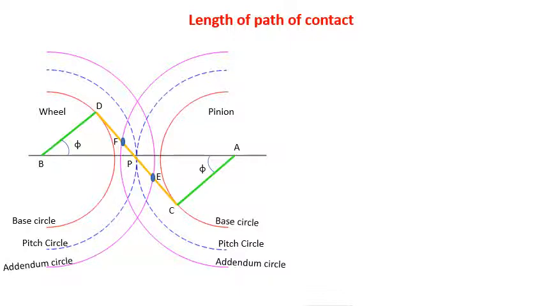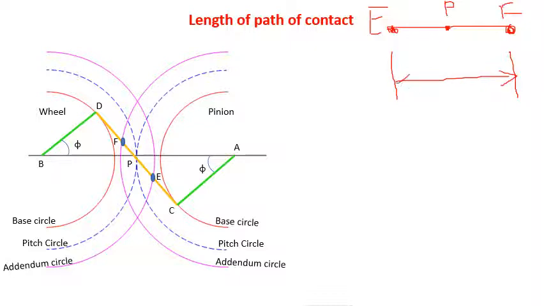Okay, so we have a line like this. So this is the pitch point and this is another point. Okay, so this is E, P, this is F. So the total is called the length of path of contact, LPC.